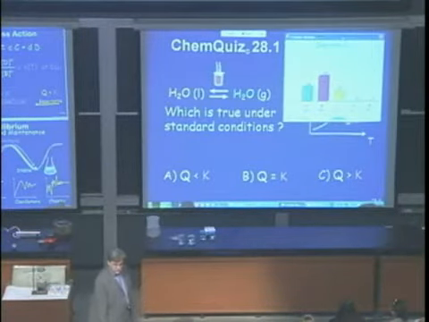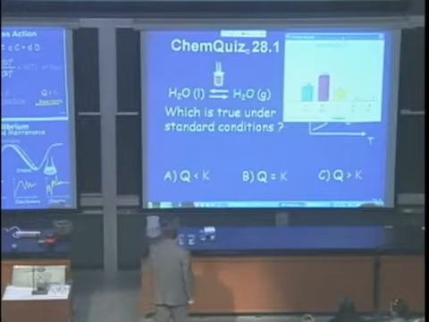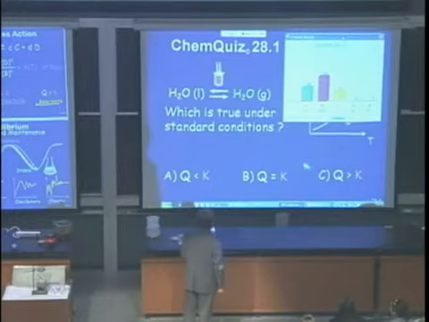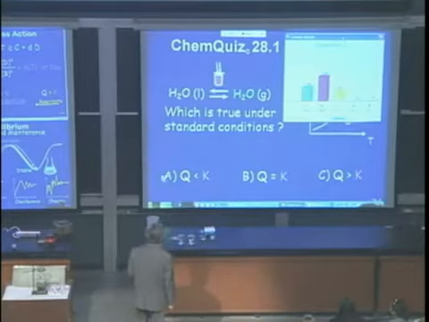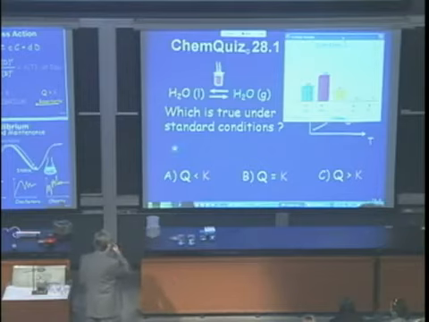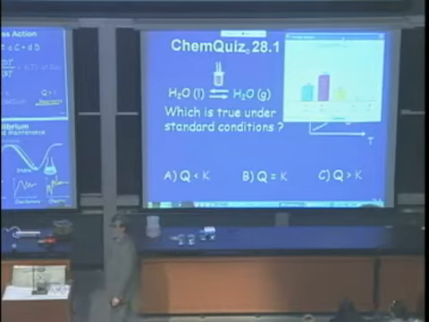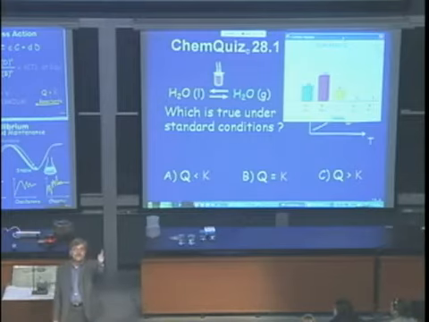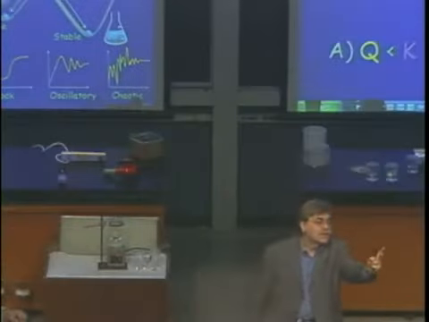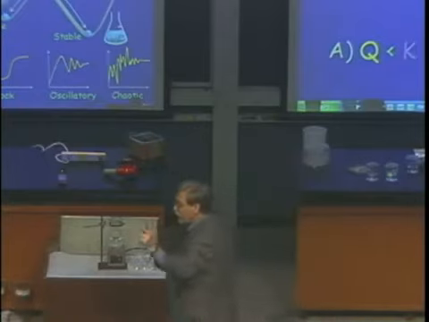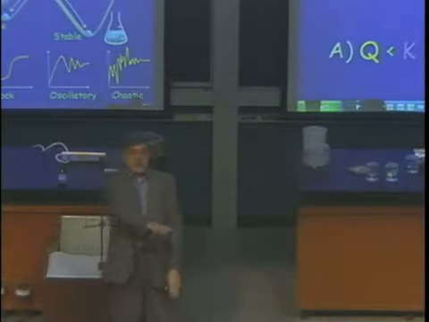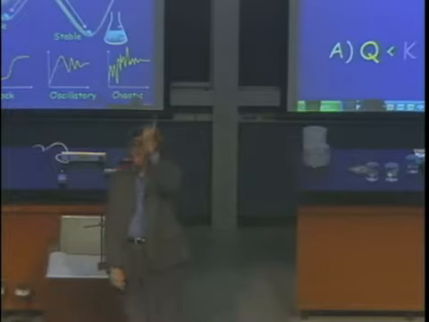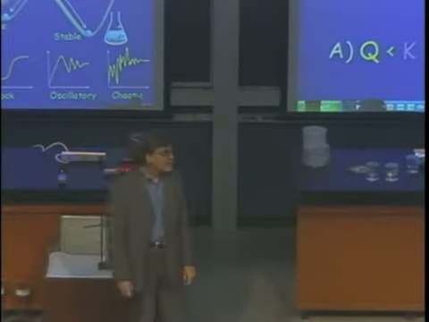Some of you say this is equilibrium, because if Q equals K, that would be equilibrium. Some of you say Q is smaller than K, and some of you say Q is larger than K. Why don't we define what standard conditions are? What's the pressure? 1 atmosphere. And what's the temperature? 25 Celsius. So you have water at 25 degrees Celsius with 1 atmosphere of pressure above it. Do you think this is an equilibrium?